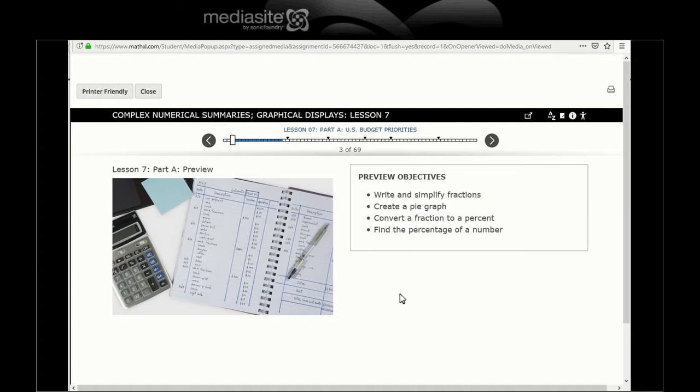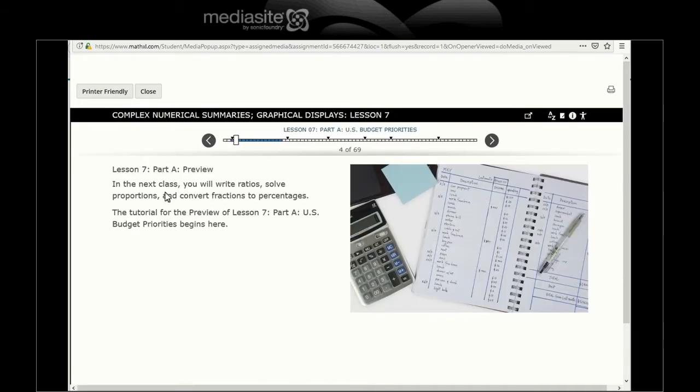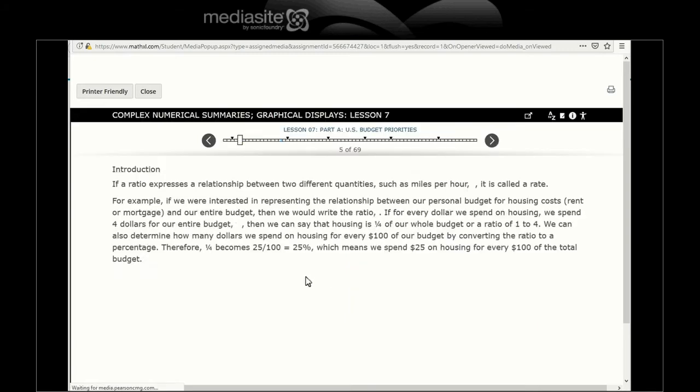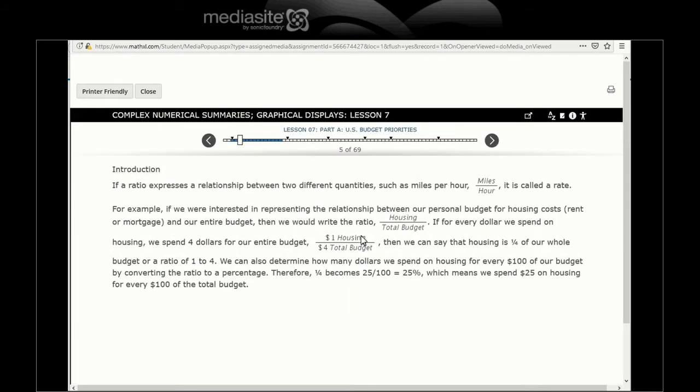In this lesson we'll be writing and simplifying fractions, looking at pie charts, and we'll convert fractions to percentages and find the percentage of a number. So pretty straightforward. Use on your own. Next class we'll write ratios, solve proportions, and convert fractions to percentages. In this particular lesson, we're learning about ratios and expressing the relationship between two different quantities.